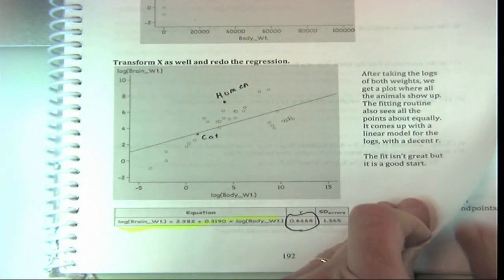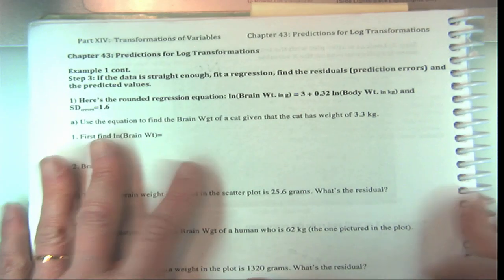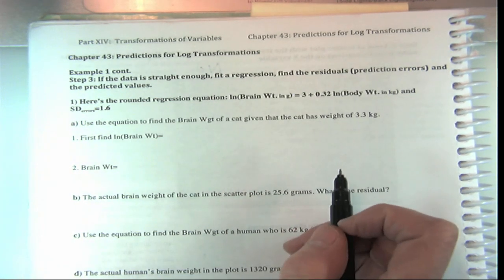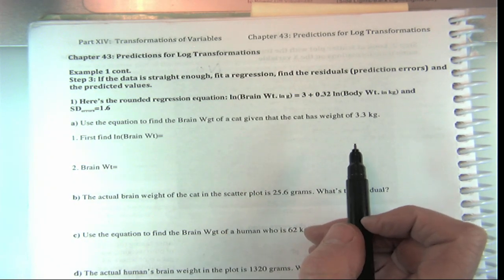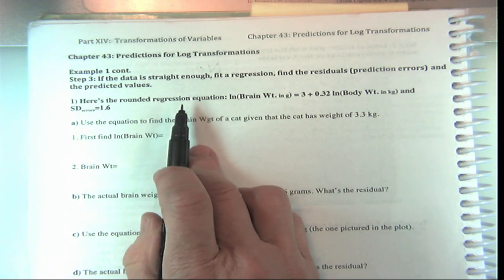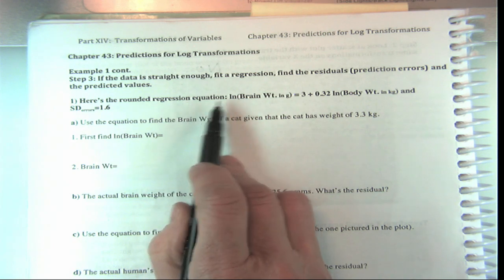All right. Now we're going to look at how we do these predictions on the log transformations. All right? So here's the rounded regression equation, just because I thought it would be easier for us to work with.